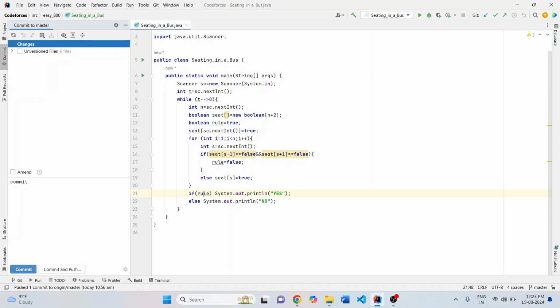Now, if the rule is not violated, we print yes, otherwise we print no. So this was the simple solution to this problem. I hope you guys have understood it. Thank you.